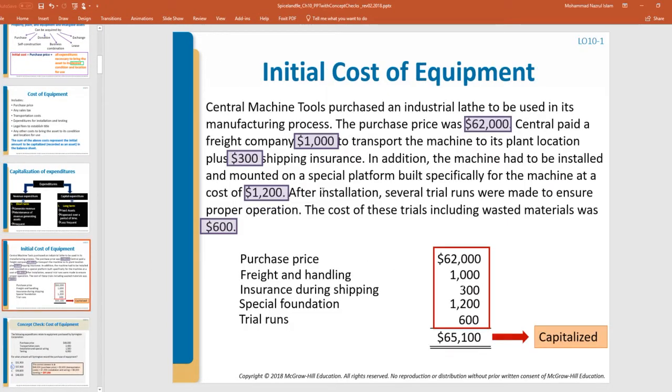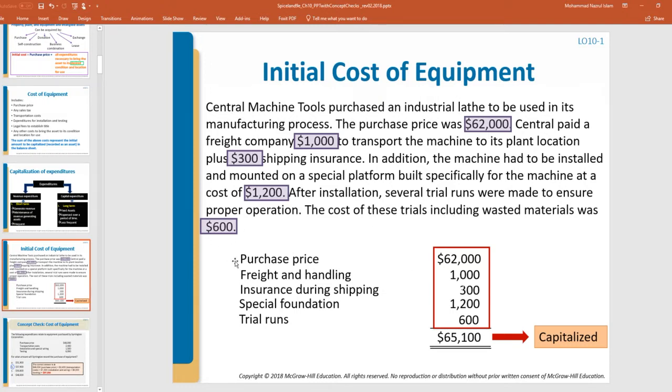Okay, so let's see an example. See, in this example we can see that the purchase price is 62,000 and freight 1,000, then to its planned location, so plus 300,000 shipping insurance. See that the shipping insurance, this is one time. Okay, and the machine had to be installed and mounted on a special platform built specially for the machine at a cost of 1,200. So after the installation, several trial runs were made to ensure proper operations. The cost of these trials, including wasted materials, 600.